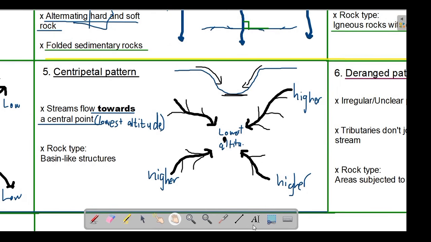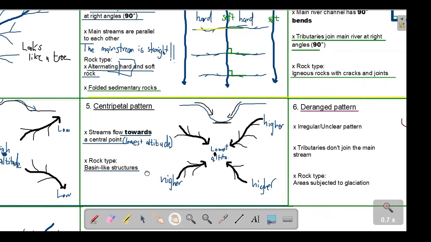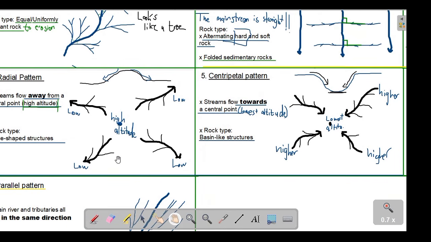And hence the rock type is basin-like structures, like meteorites, and so on. So I hope you can see the difference between these two. Radial pattern: the streams are flowing away from a central point because the central point is at the highest altitudes, and the areas they are flowing towards are at lower altitudes.